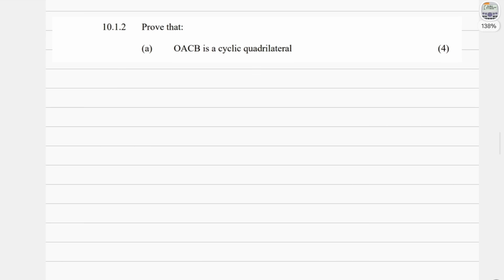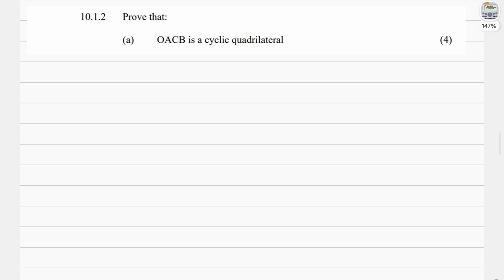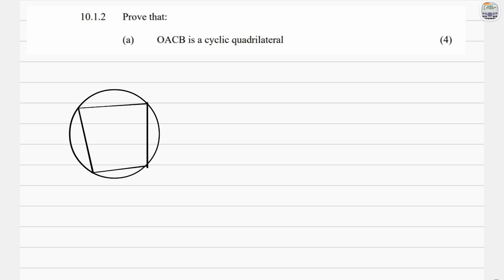Question 10.1.2a says prove that OACB is a cyclic quadrilateral. So if you want to prove that a shape is a cyclic quadrilateral, you have to think about theorems that refer to cyclic quadrilaterals. So if we have a quad here, and you notice that in this quad, let's say it has an exterior angle, we're just going to extend that. If you notice that the exterior angle of this quad is equal to the opposite interior angle, then it is a cyclic quad.